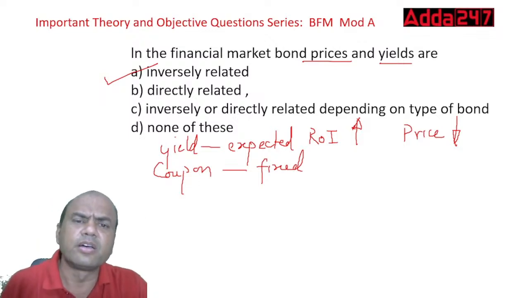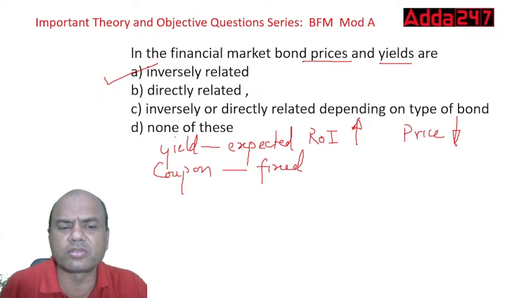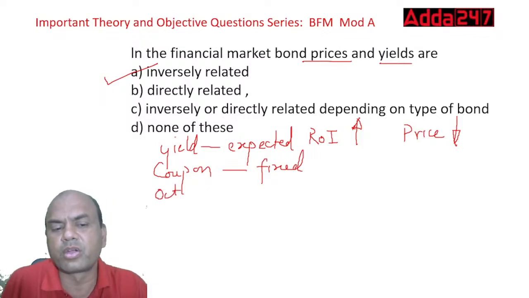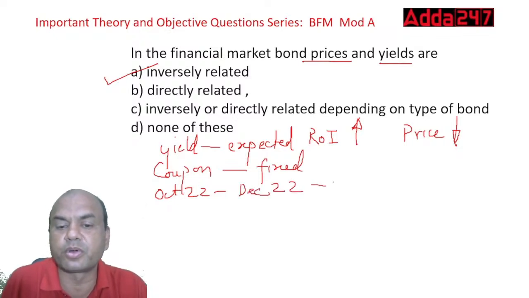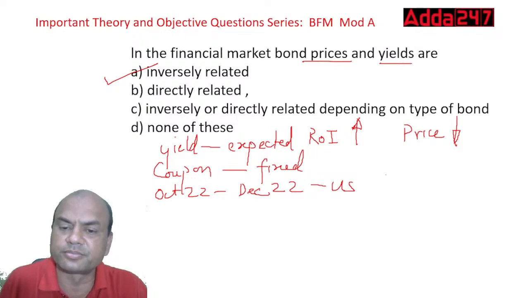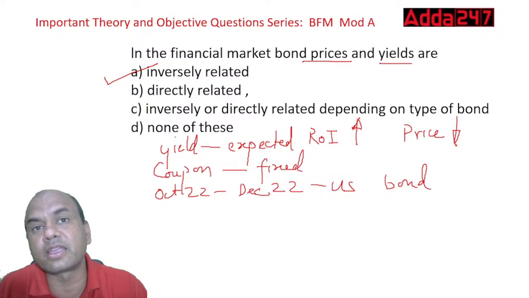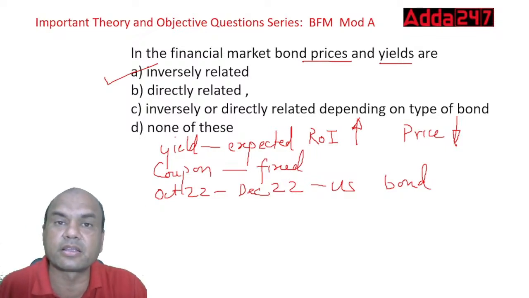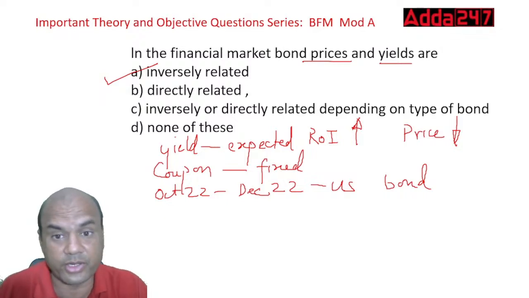You see this, what happened in this, October, just type on Google, October 22 to December 22. Check the US bond rates. US bond rate, check this, you'll get this. In US, the prices of the bond fell like anything. Why? Because the Federal Reserve increased the rate of interest. So that was the point.